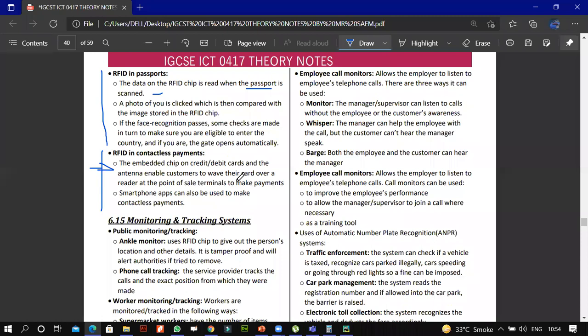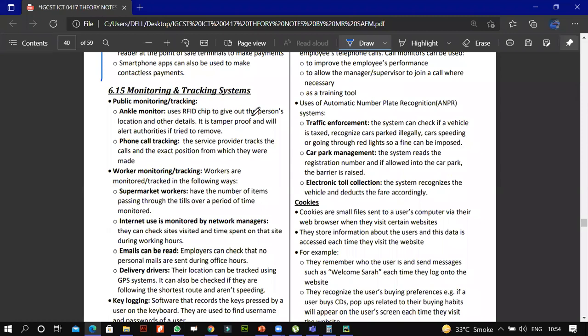Monitoring and tracking systems, public monitoring systems. Obviously, an ankle monitor uses an RFID chip to give out the person's location and other details. It is tamper-proof and will alert authorities if someone tries to remove it. That's how a person's location is tracked. Then you have phone call tracking. The service provider can track where the person is. Workers are monitored and tracked in several ways. Supermarket workers, for example: the number of items passing through the tills over a period of time.